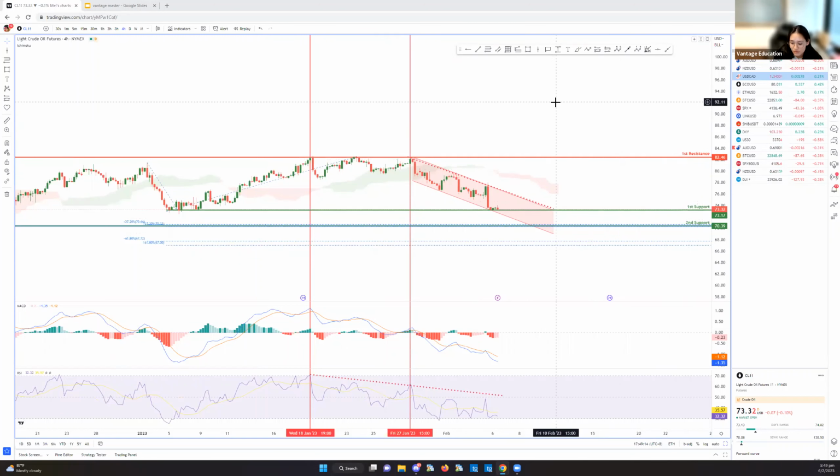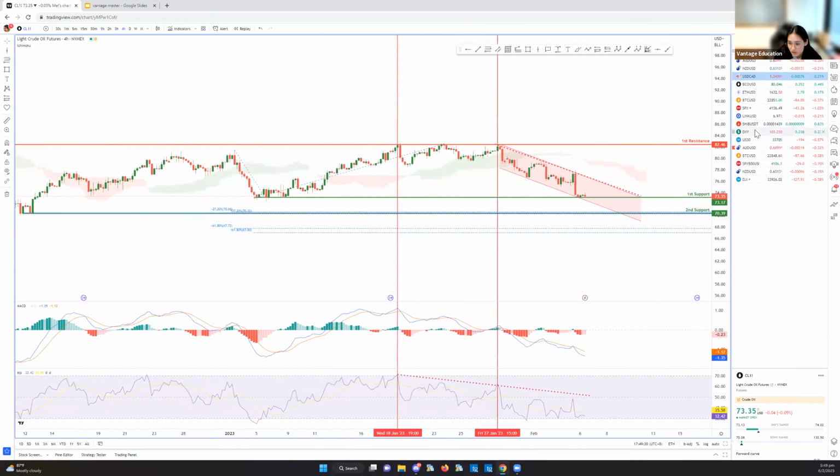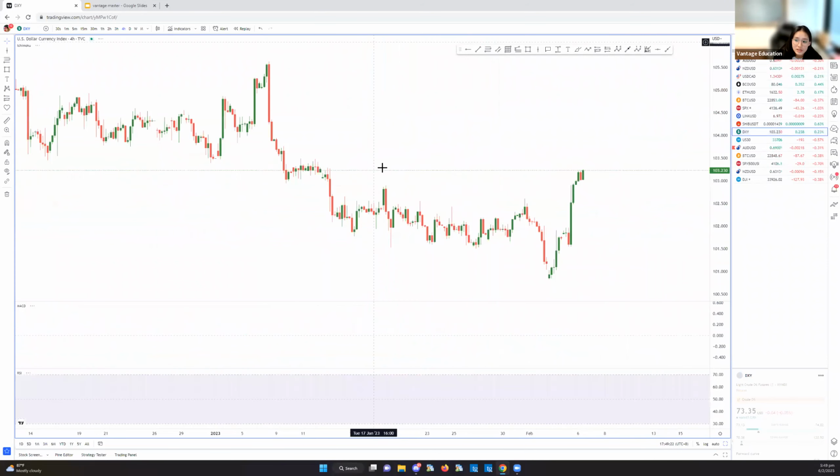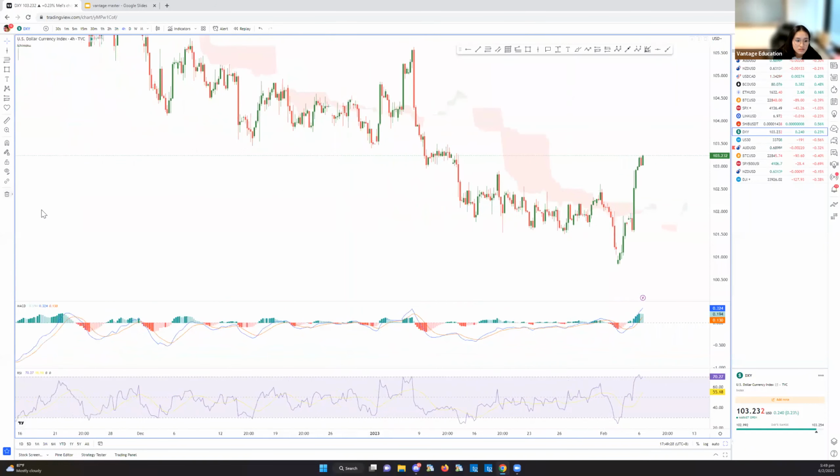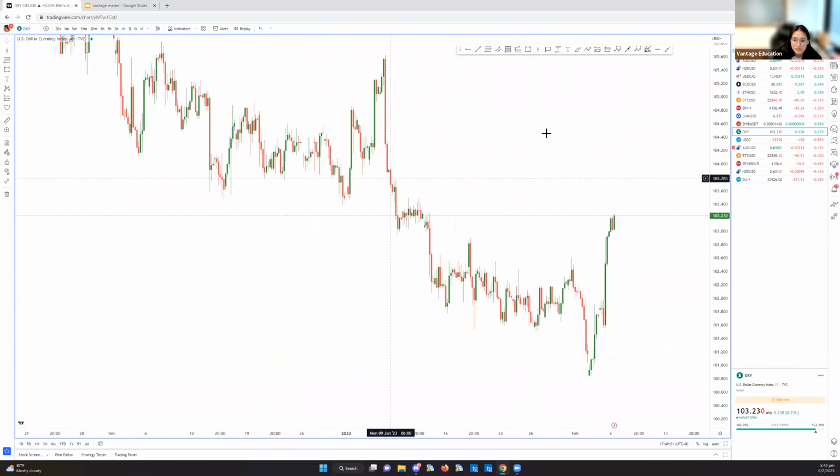So we have time for one more chart analysis. So let's do DXY. Similarly, start with weekly.